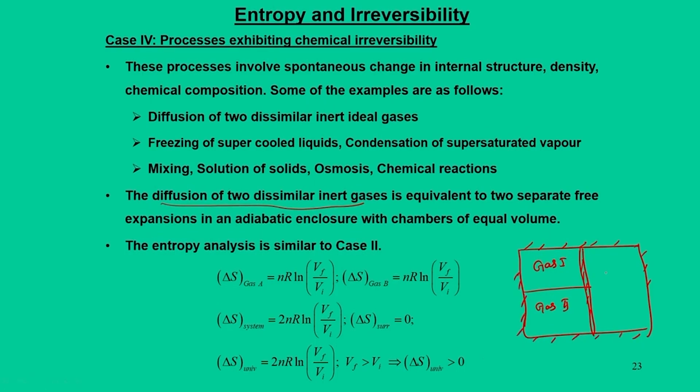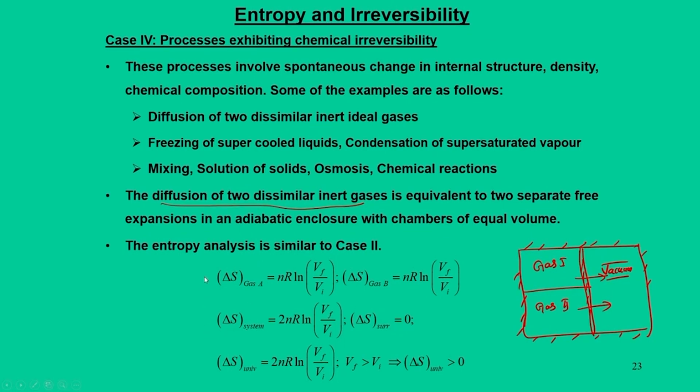So, here and this side also a vacuum, and some chemical reaction has happened, because of which pressure has changed and all these gases rush into this. So, that particular case 1 we can visualize as if it is a multiple number of expansions, and those expansions are nothing but expansions that happen in an adiabatic enclosure with chambers of equal volume.